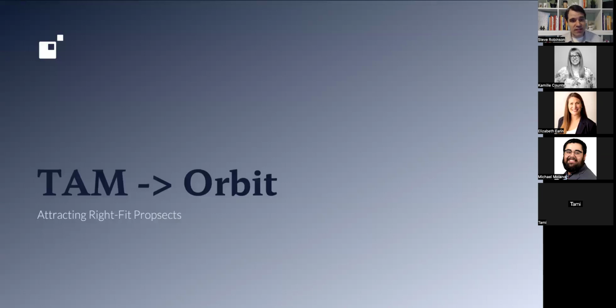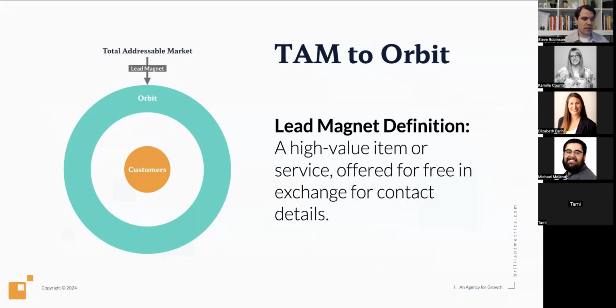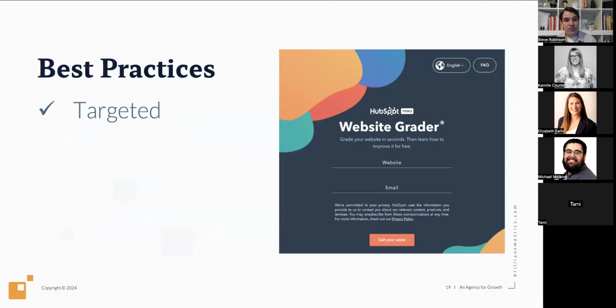Okay, so let's break this down and go through the three different steps. The first step is to get someone from your total addressable market into your orbit. We do that through a lead magnet. A lead magnet is a high value item. It could be a service, it could be a digital good, it could be a physical good that is offered for free in exchange for contact details. Let's go through what makes a good lead magnet. First of all, it's well targeted.